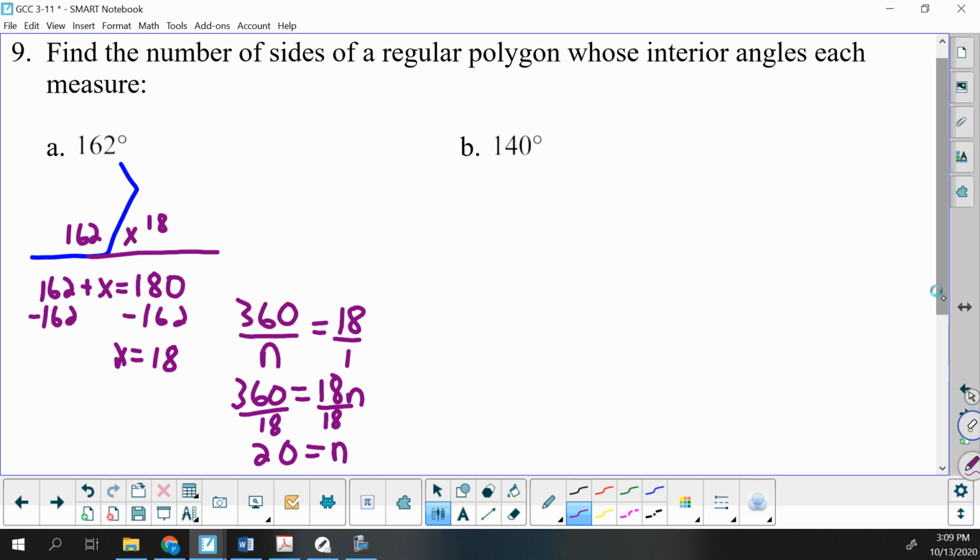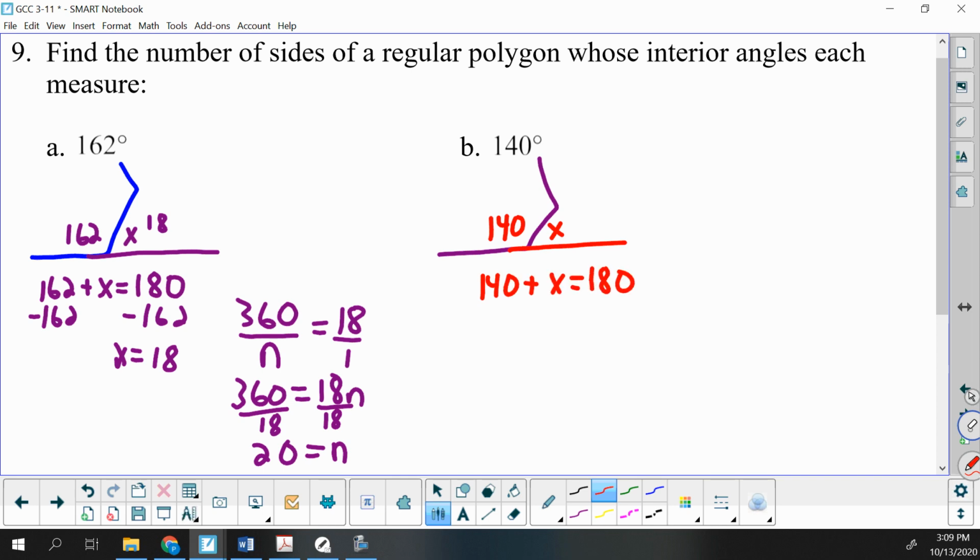All right, let's see if we can follow the same process here. Here's a random polygon. Let's draw on our exterior angle. The interior is 140. Let's call that x. We can set up 140 plus x is equal to 180 because angles on a line have to add to 180. We'll subtract 140 on both sides. That'll give us x equals 40 for the exterior.